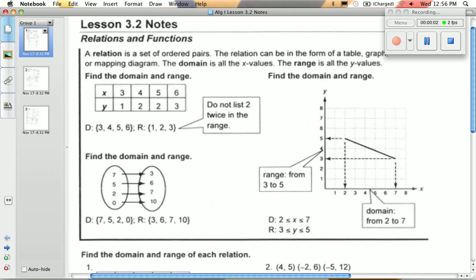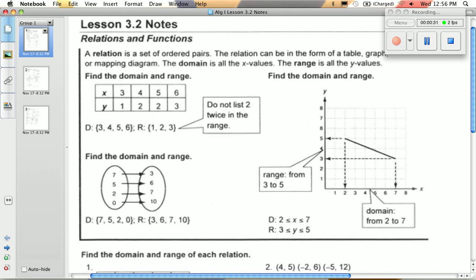So in lesson 3.2, our first vocabulary word we're going to talk about is relation. What's a relation? A set of ordered pairs. Any set of ordered pairs that's representing something is considered a relation. Okay, well, what's an ordered pair then? We should have known that before we got to this lesson.